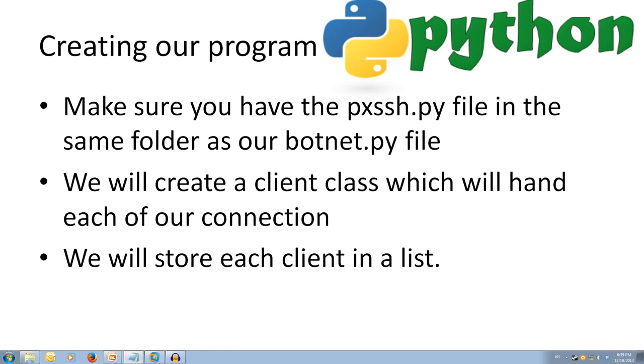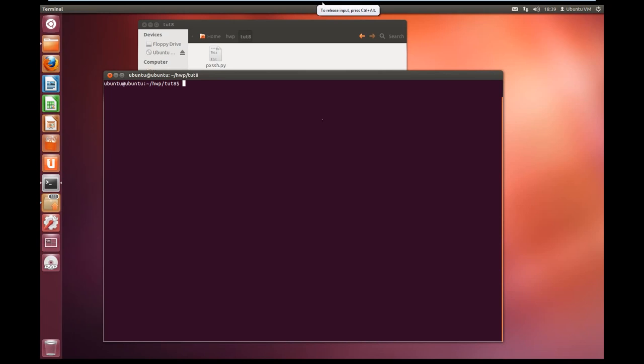I'm going to come over to Ubuntu and start writing. As you can see, I've got my px_ssh.py file in my folder, and I'm going to start writing my botnet. We're going to call the file botnet.py. So we're going to import the px_ssh module. This will allow us to connect to an SSH server using the pexpect library.